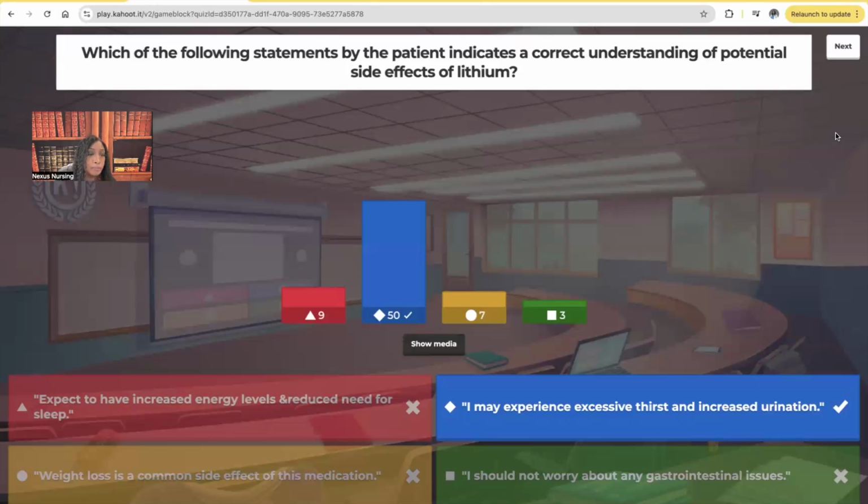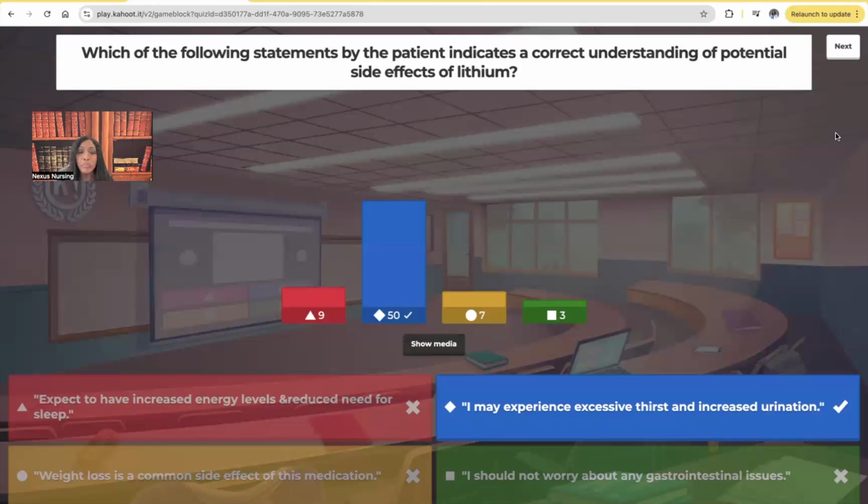The first option, expect to have increased energy levels and reduced need for sleep. No. If that patient's taking lithium, you're expecting them to have decreased levels of energy and increased need for sleep, because that patient that's in the manic phase, they're going, and we don't want them to crash out. Now, because we understand that if you have bipolar disorder, you may be in a manic phase, then go down to the depressive stage. So what happens is when the patient goes to the depressive stage, that lithium is not discontinued. What happens is the dosage that the patient was on is usually just cut in half. Professor D, do I need to know that?